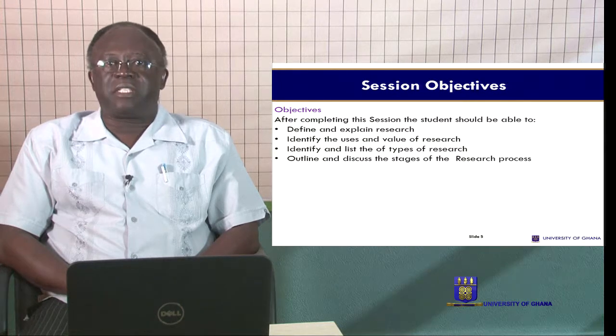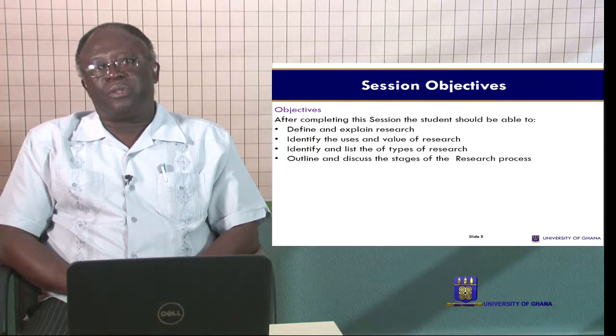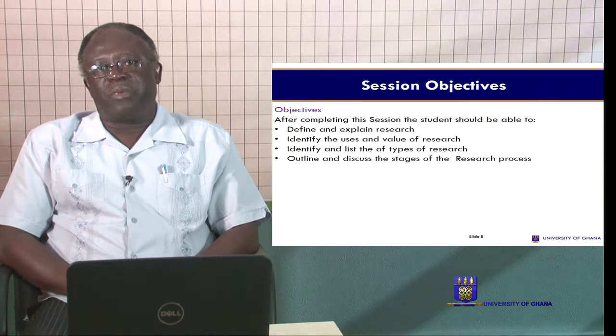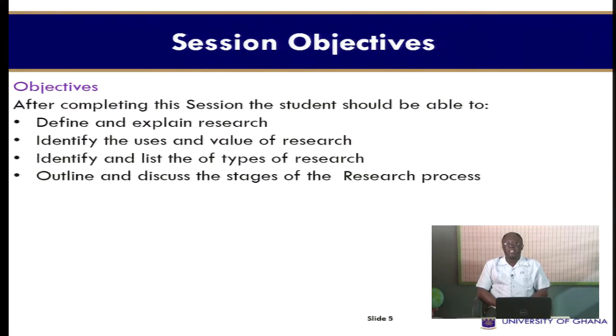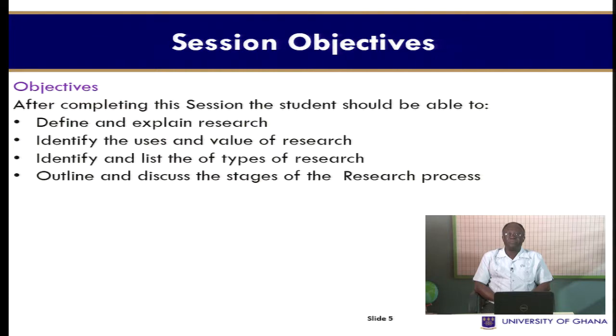After completing this session, you should be able to: 1. Define and explain research, 2. Identify the uses and value of research, 3. Identify and list the types of research, and 4. Outline and discuss the stages of the research process.